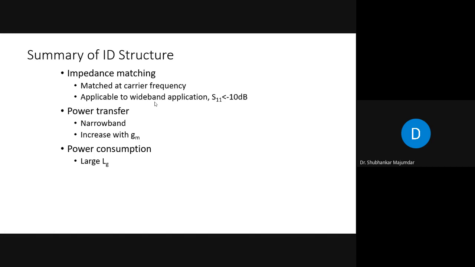If S11 is less than minus 10 dB, we are reducing S11, like suppose your input is changing, a variable input is coming. So the reflection at the port S11, which is coming from the baseband signal, is reduced to minus 10 dB.